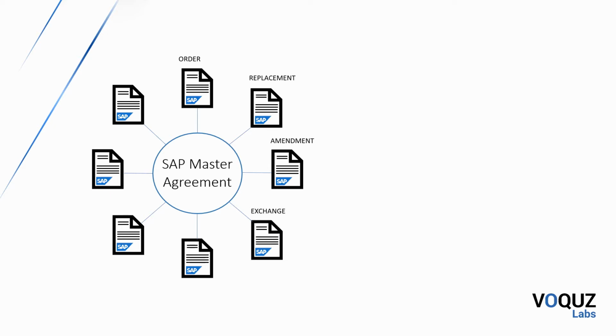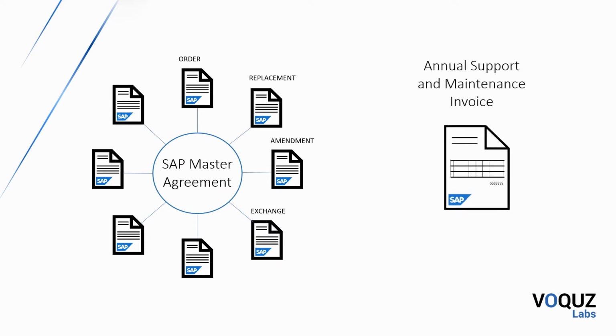Support and maintenance fees are chargeable against all software licenses purchased. So to calculate the support and maintenance invoice, SAP need to account for every effective order form in the agreement and the maintenance fees payable with respect to each of those order forms.